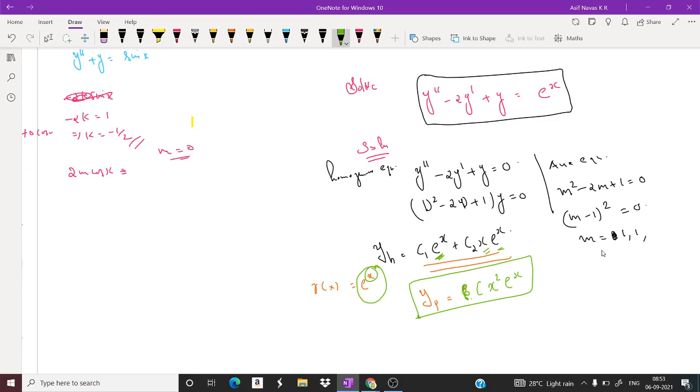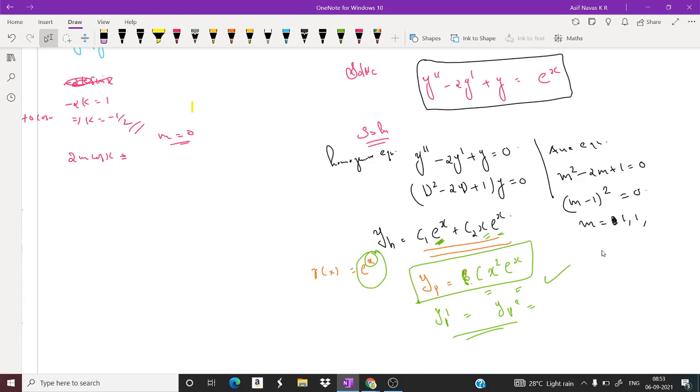Just look at that homogeneous part. Here is e raised to x, here is x e raised to x, then the next independent solution is, we can assume that c x square e raised to x. Then you find out yp dash, yp double dash, and then substitute and find the answer. Okay, can you do this? Yes, sir. So please do this problem, I'm not going to do it. Now you can do that, right?